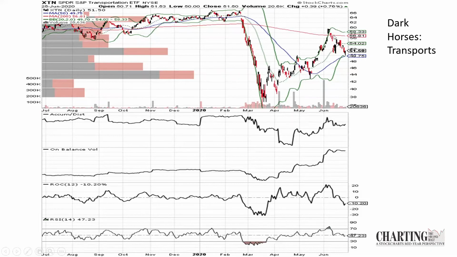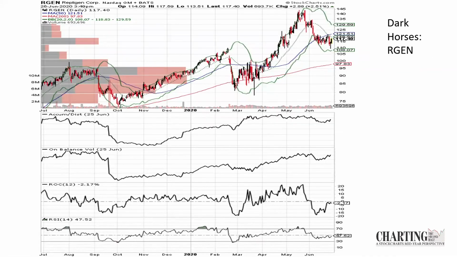You've got really high levels of resistance here. You've got the 20-day moving average, the 200-day moving average, and you have a lot of volume by price resistance. So you want to be careful with those transports. Now, let's look at some bullish things with some dark horses. Here's a biotech stock called Repligen.